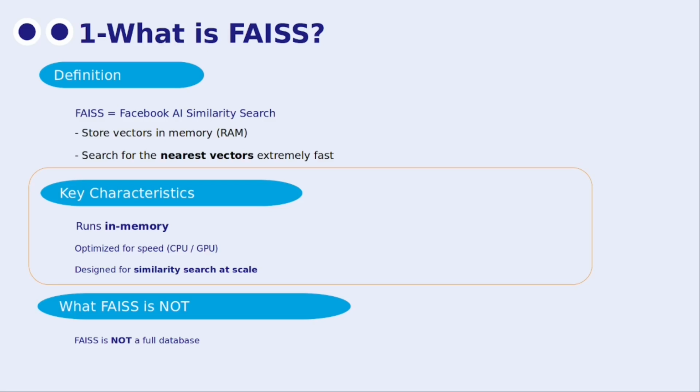Key characteristics. Let's keep it very clear. FAISS runs in RAM and is optimized for high-speed search. It works on CPU or GPU. It is built for large-scale similarity search. It does not care what the vectors mean or where they come from. It only sees numbers.